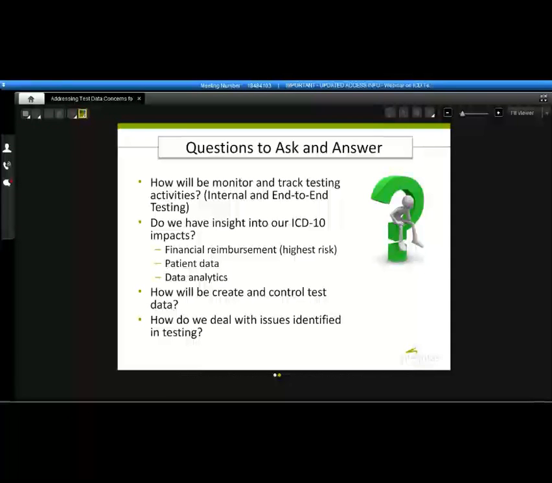And also, we know that there are going to be a lot of people with homegrown systems that have evolved over the years that are not very well documented. And so there's going to be some issues there about even how do we know what to fix in our own systems.